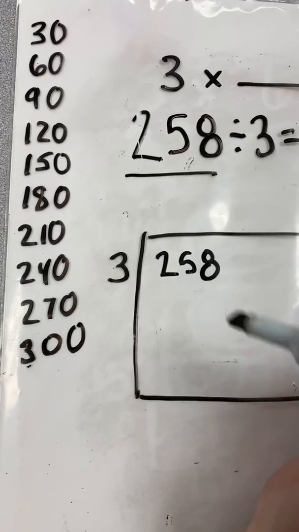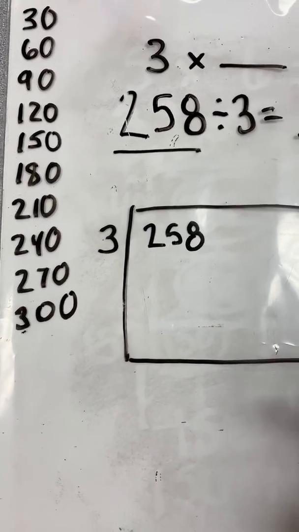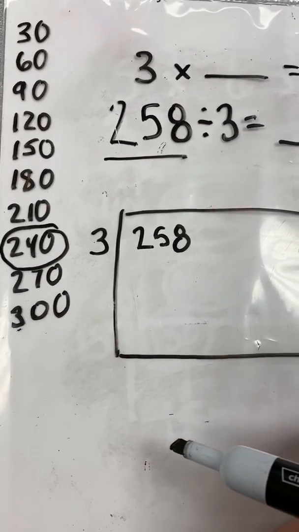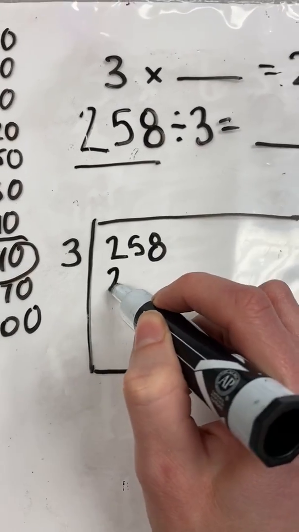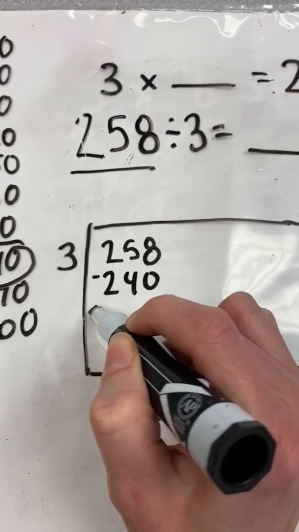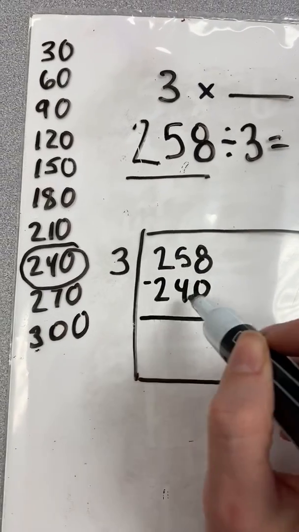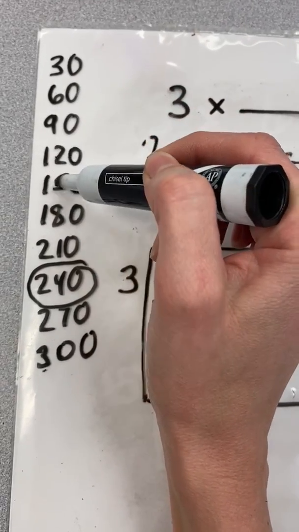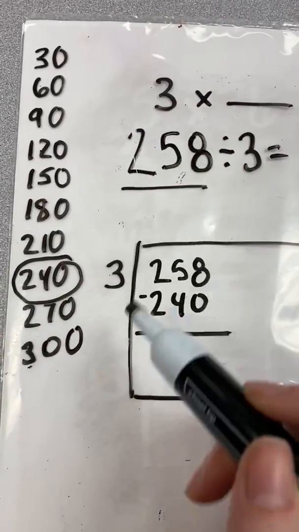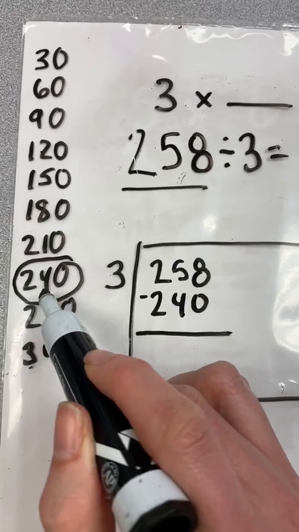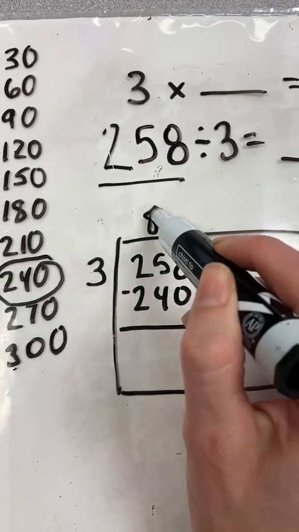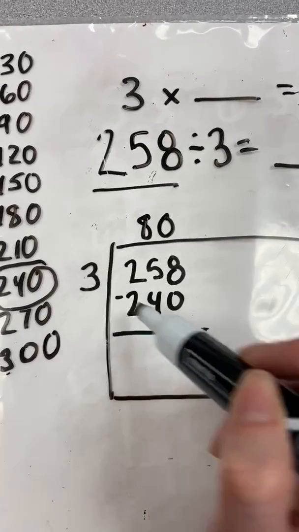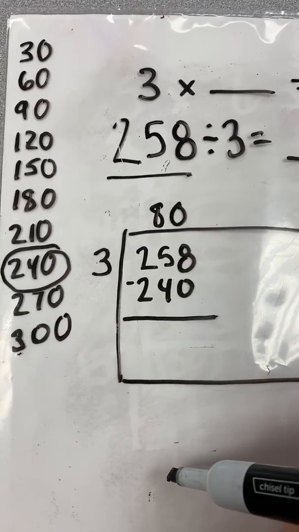So I'm thinking, what is as close as I can get to 258? And I look over here and I see there's something times 3 that gives me 240. So I'm going to use that one to help me solve this. Now, how many 3s did it take me to get to 240? Well, I can see 1, 2, 3, 4, 5, 6, 7, 8. 8 3s would have given me 24. So I know that 80 3s gives me 240.